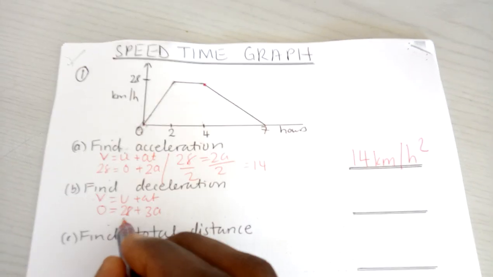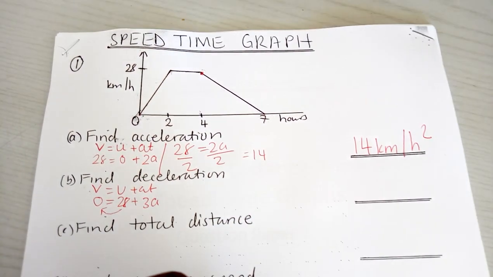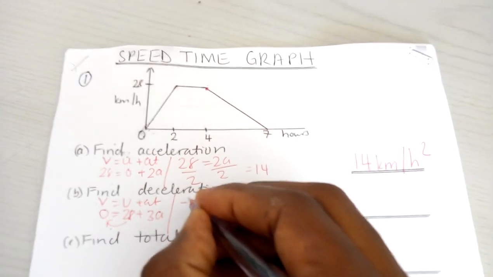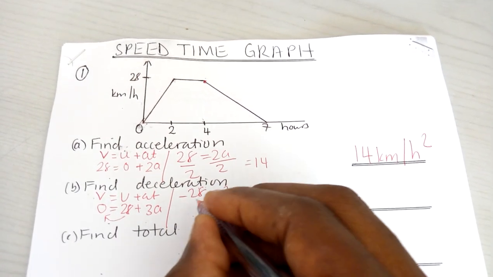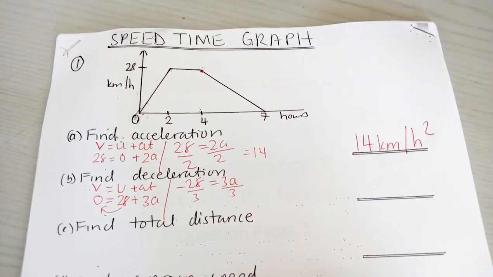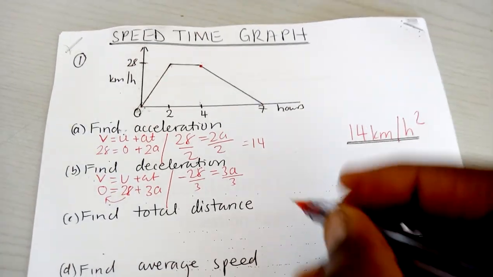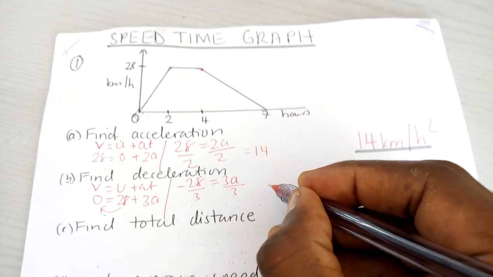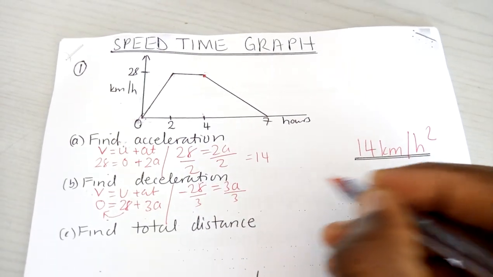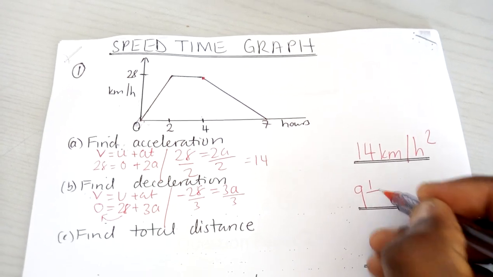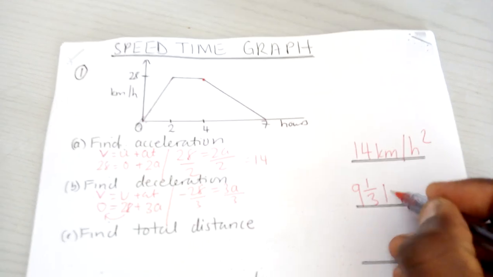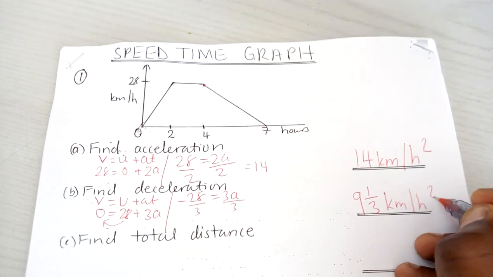Now, 28 will shift, and we shall get negative 28 is equal to 3a. We shall divide by 3 both sides, and we shall get 9, remainder 1. And our answer will be 9 1/3 kilometer per hour squared.